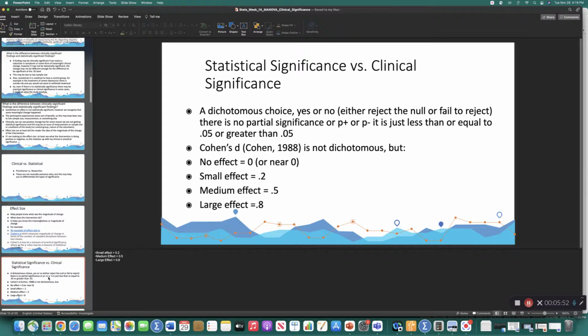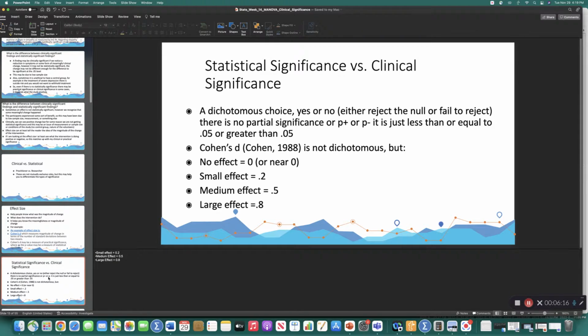It's often been called a measure of practical significance, whereas the p-value is a measure of statistical significance. Statistical significance is often seen as a dichotomous choice. Either we reject the null hypothesis or we fail to reject the null hypothesis. There's no partial significance or p plus or p minus. It's just that the value is less than or equal to 0.05 or it's greater than 0.05. And if it's less than or equal to 0.05, we reject the null hypothesis.